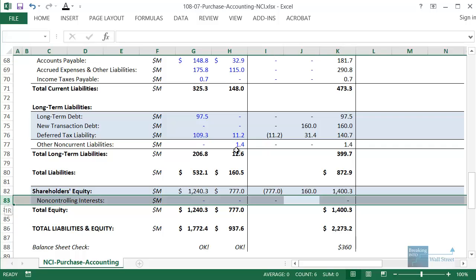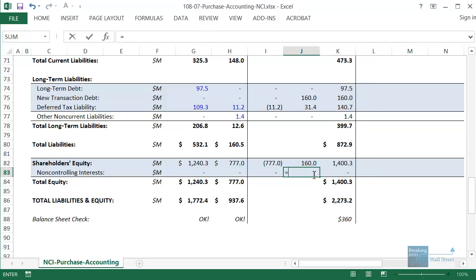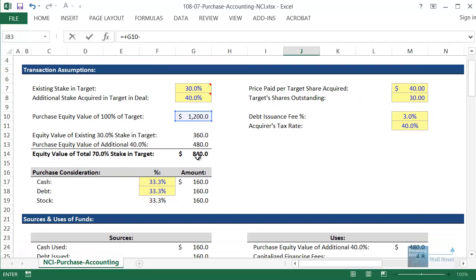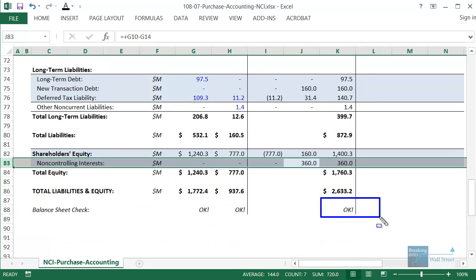And then the last thing we need to do is figure out what to do with the non-controlling interest here. If you think about this mathematically, the non-controlling interest represents the portion of the company that we do not own when all is said and done here. So in this case, we end up owning 70%, which means we do not own 30%. So to calculate this number, we just take the value of 100% of the target, and then we subtract however much we actually end up owning after the deal takes place. So it's just 1.2 billion minus the 840 million right here. And it's just 360, and now we can see that our balance sheet balances.